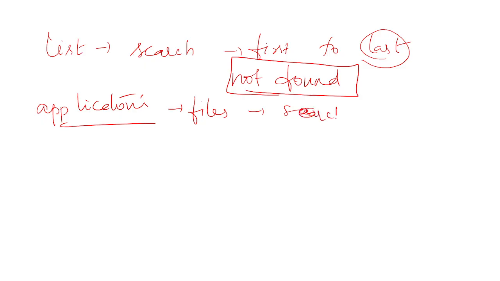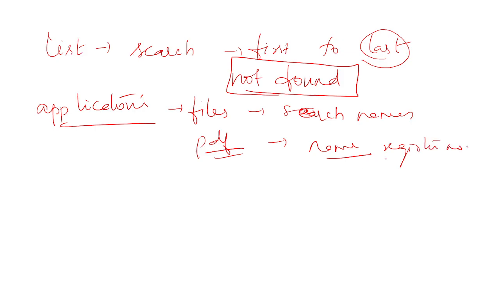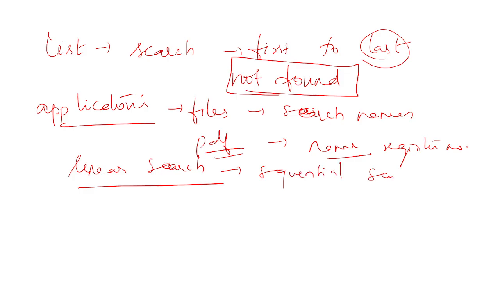Okay, assume that your result has been published in a PDF format, and you just go and search your name, whether it is present there, or your register number. You search for your register number, and these kinds of searches are done with the help of searching algorithms, and linear search is one of the algorithms, which is otherwise called sequential search also.